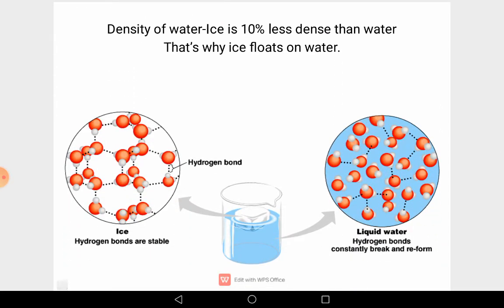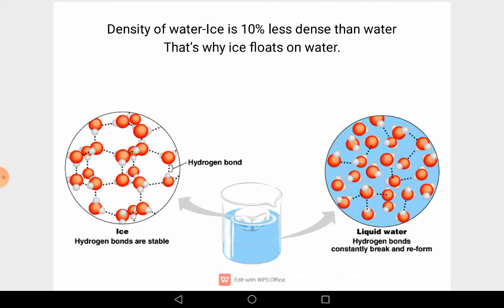Ice is 10% less dense than water. That's why ice floats on the water. So we know that when we compare 1000 ml of water with the ice made from 1000 milliliters of water, the density of ice is lower, as its volume is greater. It is due to the formation of the hydrogen bonds.